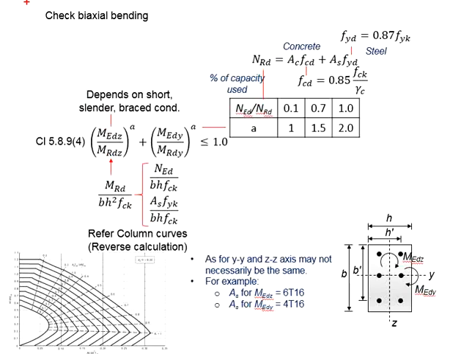Having all these calculation steps completed, there is one more calculation step we need to do, which is to check the biaxial bending capacity of the column based on the requirements in the Eurocode. To do this, we're going to apply these equations and make sure it is not more than 1.0.